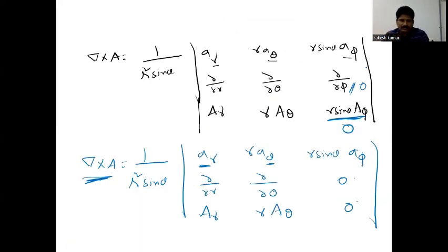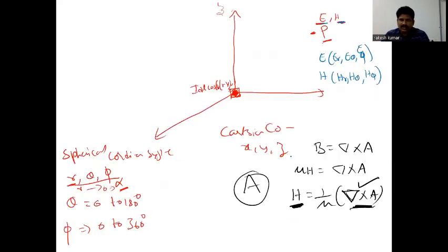From this, it is clear that the R component will not be there, because it will become 0. The theta component also will not be there, because A_r into 0, A_theta into 0. We will only have the phi component. Del cross A is nothing but H, so which component of H will be there? Only the phi component will be there.